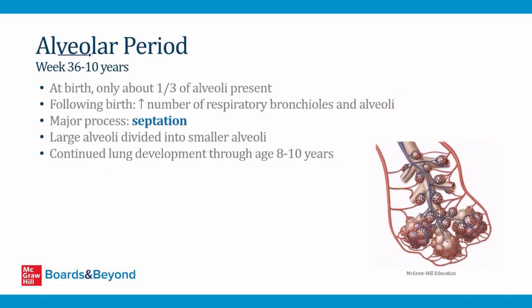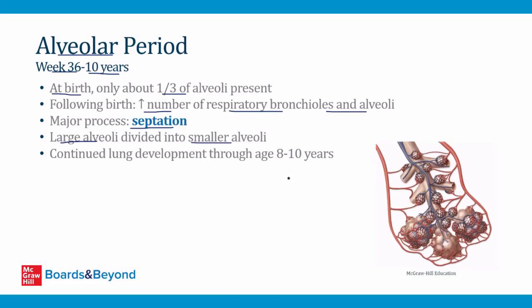Okay, and then lastly, we have the alveolar period from week 36 until about 10 years of age. So it's called the alveolar period because during this period, the alveoli are maturing. So at birth, it turns out only about a third of the alveoli that will eventually be present in the lungs are present. After birth, there's a slow and steady increase in the number of respiratory bronchioles and alveoli. The major process that's occurring here is septation. Basically, what's happening is large alveoli are being divided by walls or septae into smaller and smaller alveoli, and this increases the surface area for gas exchange.